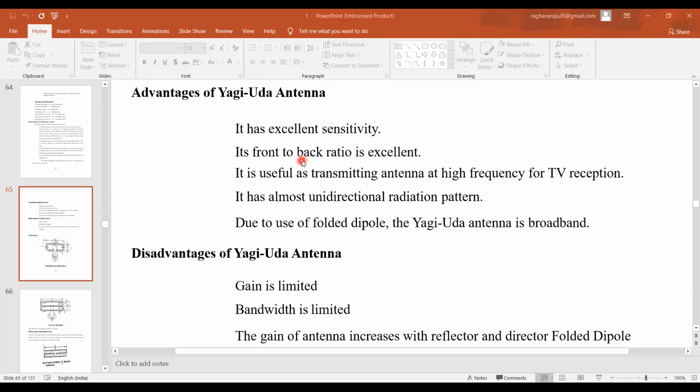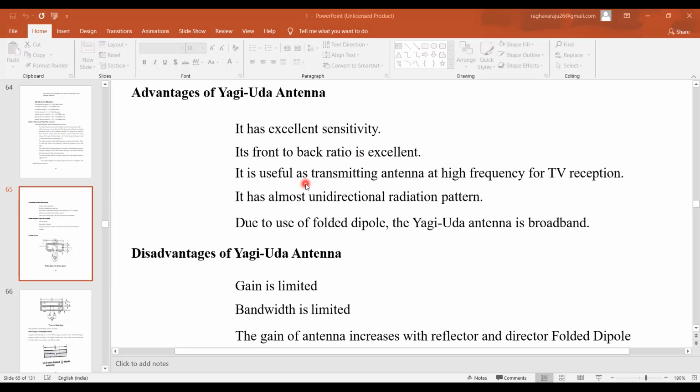So what is the front to back ratio? The meaning of front to back ratio is nothing but, during the reception of the signal, achieving the maximum main lobe. So that is called front to back ratio.